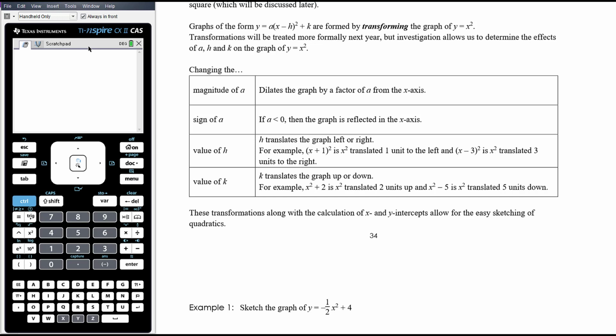X squared minus 5 is x squared translated 5 units down. Identifying these transformations so we know what our parabola looks like, along with then calculating any x or y intercepts, allow for the easy sketching of our quadratics. Okay, let's do some examples.